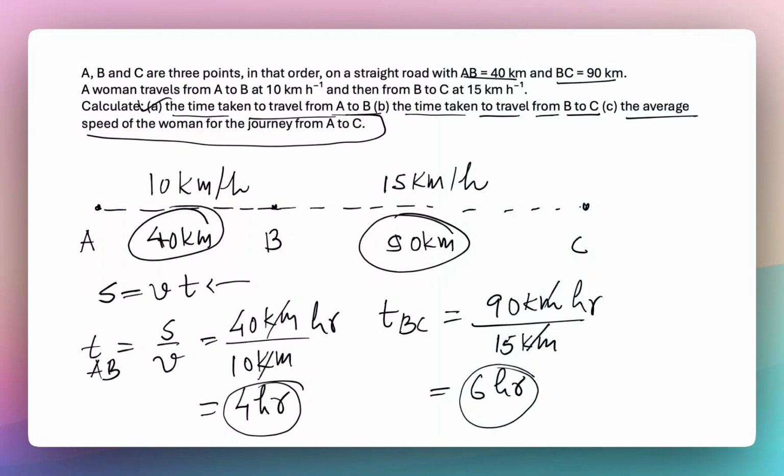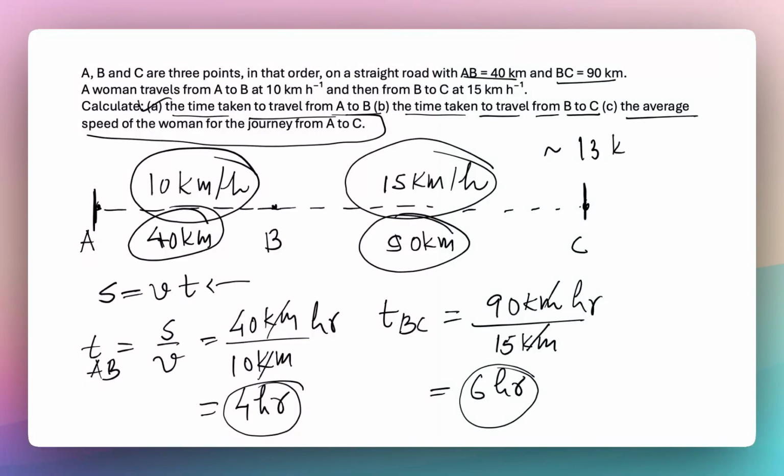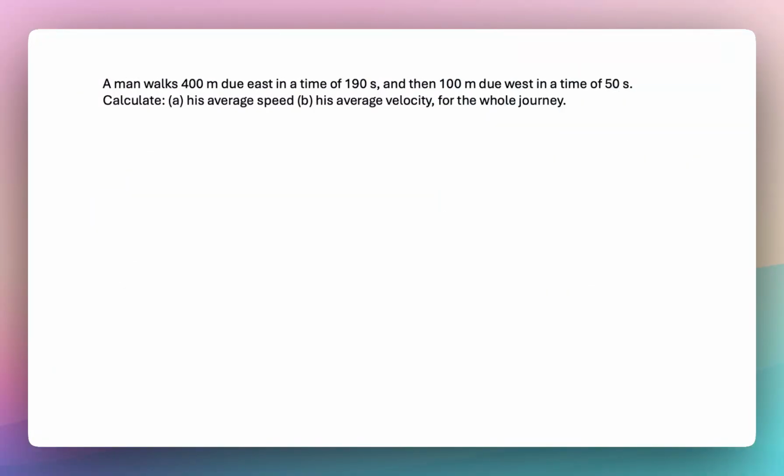Okay, as you can see, the woman was traveling with like 10 kilometer per hour and 15 kilometer per hour. But on an average, all the way from A to C, she travels with an average of 13 kilometer per hour. And that is what we mean by average. We don't care whether she stops or changes speed and so on and so forth. Now let's look at another one.